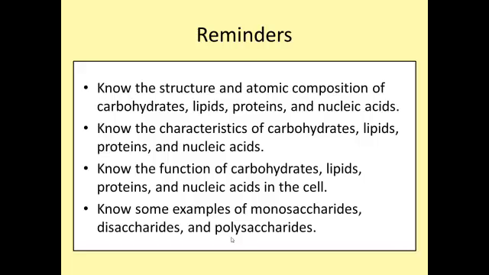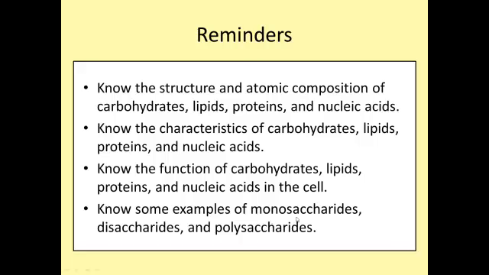Now let's talk about what the chapter objectives are. They're very closely related to the summary. So you'll need to know the structure and atomic composition of carbohydrates, lipids, proteins, and nucleic acids. Know the characteristics of carbohydrates, lipids, proteins, and nucleic acids. Know the function of carbohydrates, lipids, proteins, and nucleic acids in the cell.